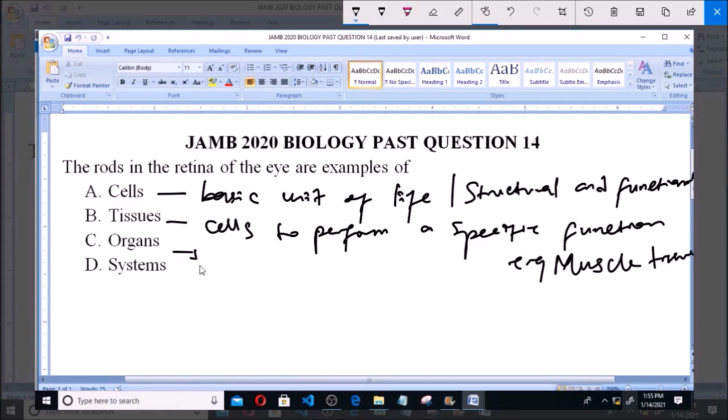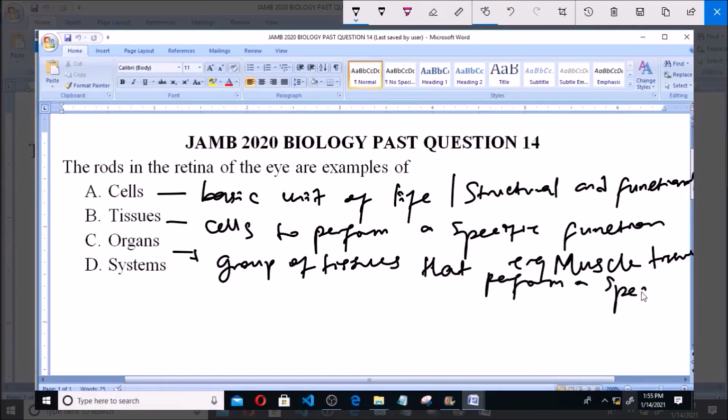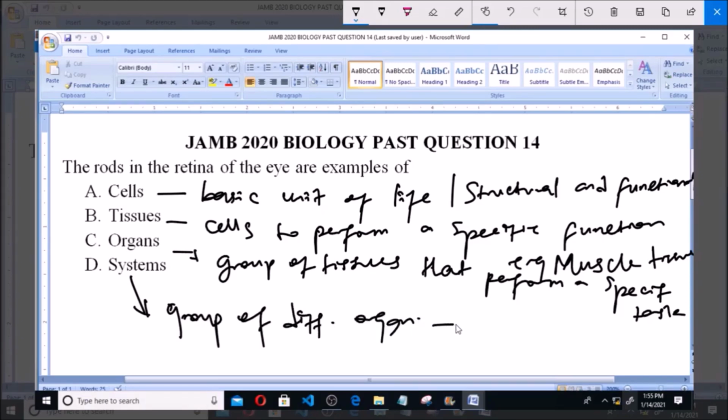Then organs are a group of tissues that perform a specific task. A system is a combination of different organs, a group of different organs that also perform a specific function. An example of a system is the respiratory system.